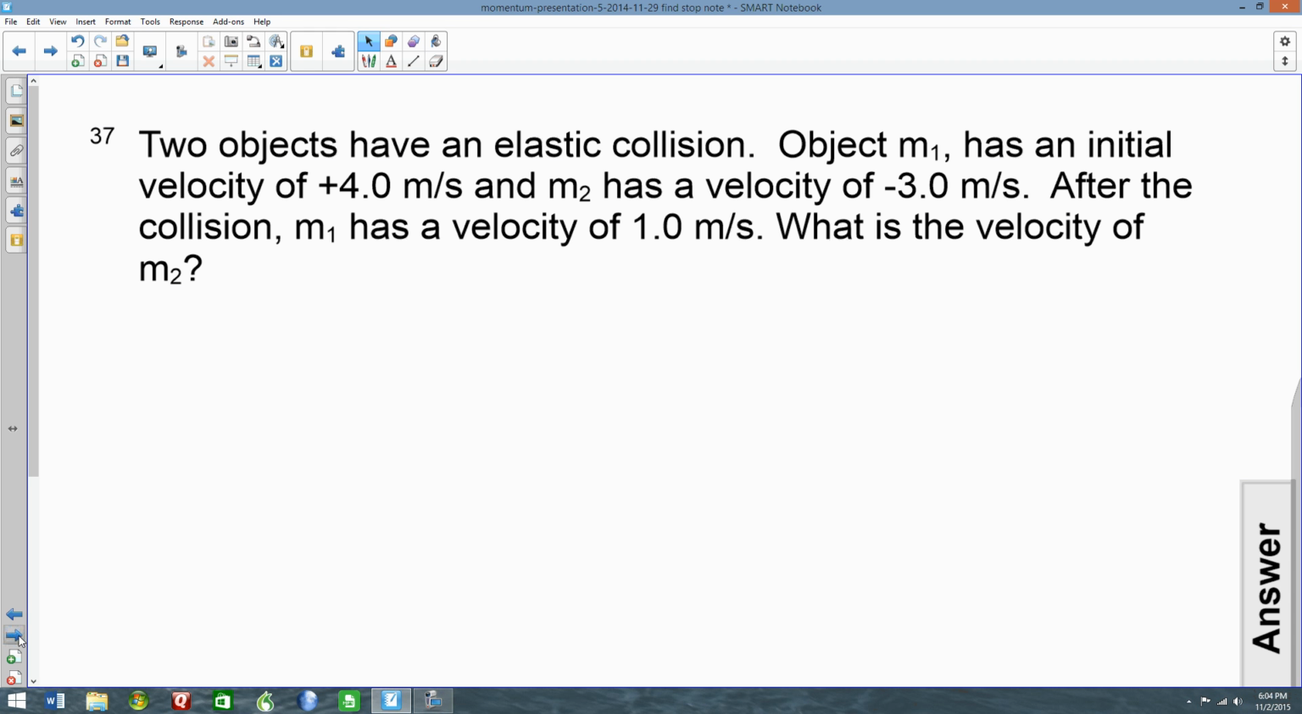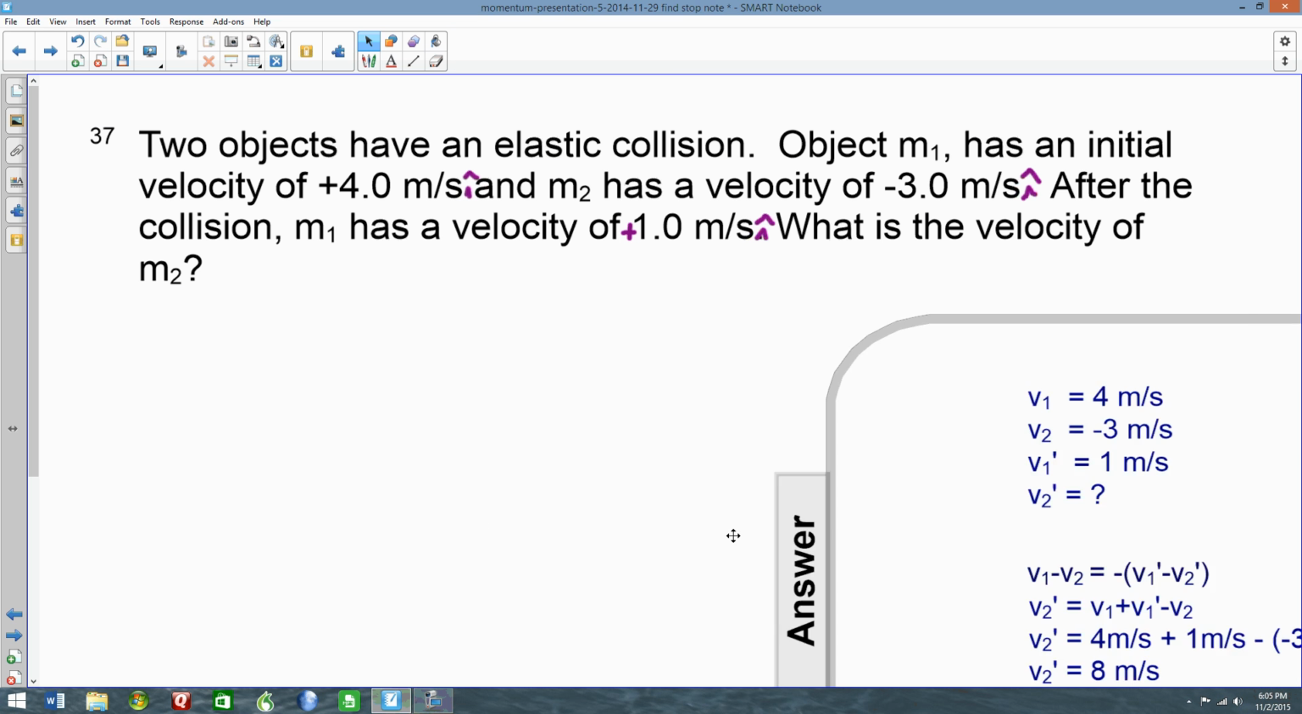Two objects have an elastic collision. Object 1, M1, has an initial velocity of 4 meters per second east, and M2 has a velocity of negative 3.0 meters per second I hat, or west. After the collision, M1 has a velocity of 1.0 meters per second. We're going to assume that there's a plus sign right there, so let's put a little plus there and give it an I hat. Let's go ahead and make these I hats as well. What is the velocity of M2? Go ahead and pause the video now and see if you can solve this problem.